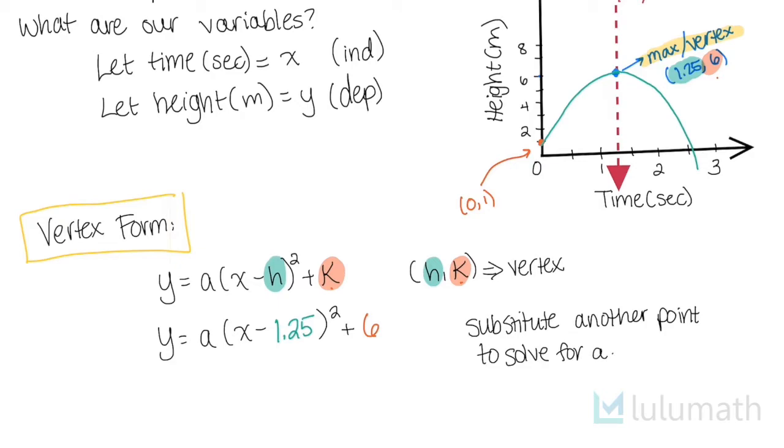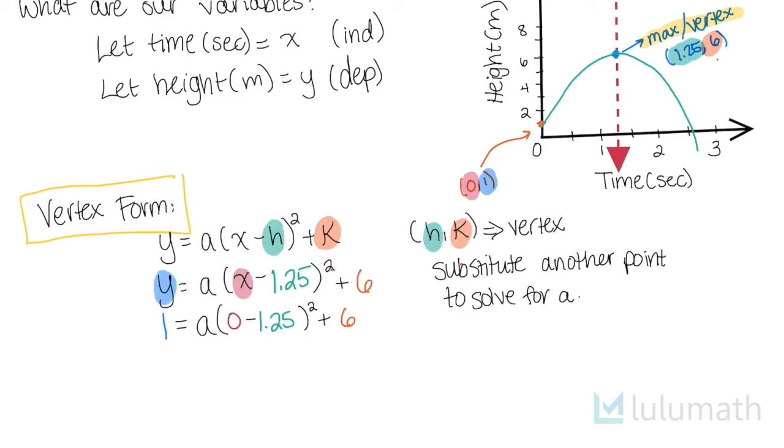And the other point that is given to me is this point of 0, 1. So 0 represents the x value, and 1 represents the y value. So I will replace that information in to be able to solve for a. So I'll put the 1 in for the y, and I'll keep the a as is, and I'll put the 0 in for the x, and then I'll copy the rest of this equation down exactly how I see it.